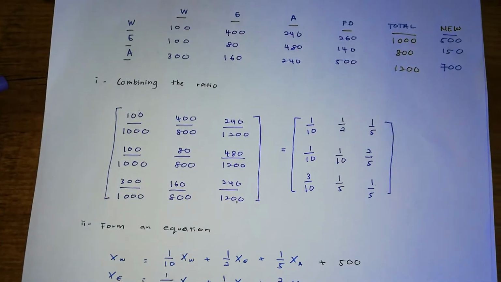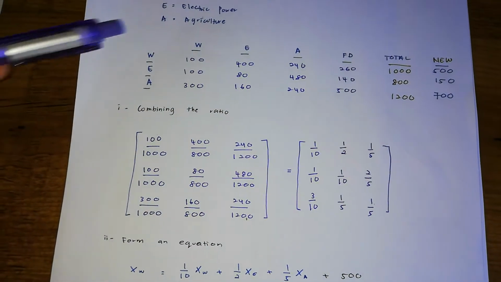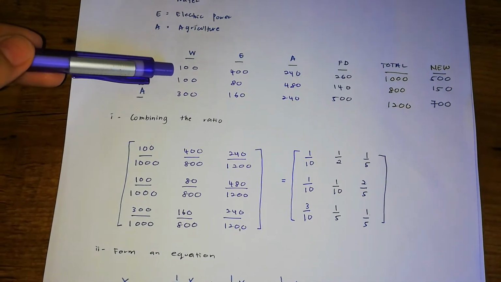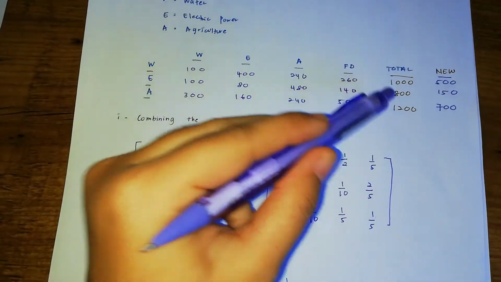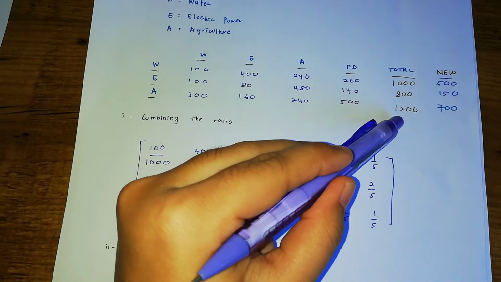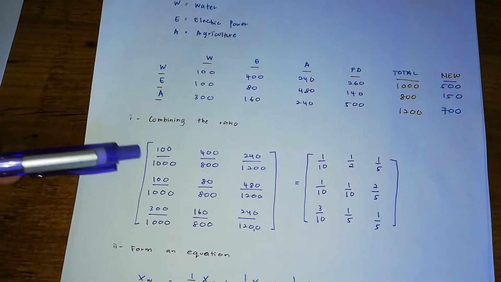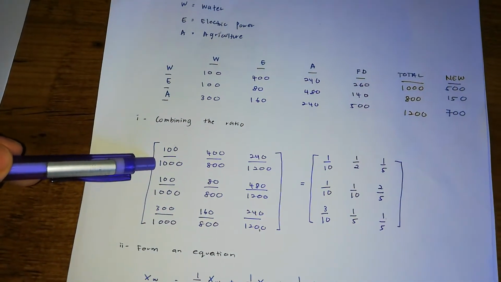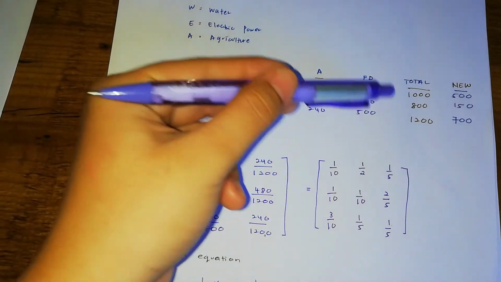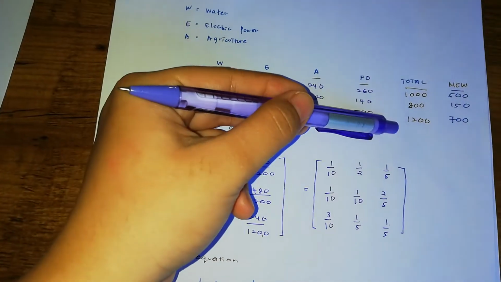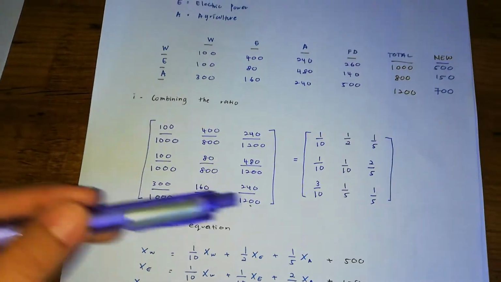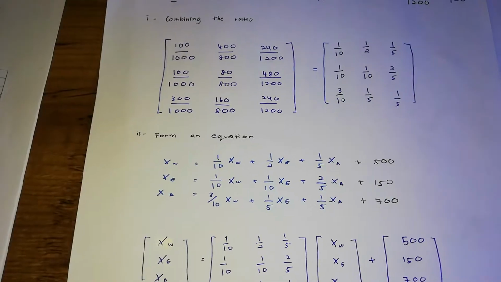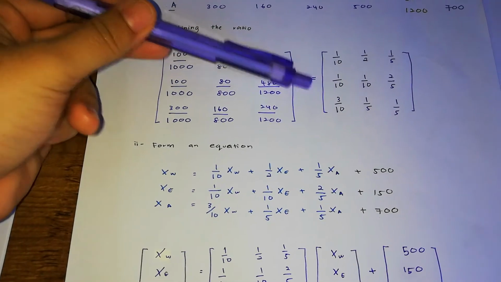So first of all, we need to combine the ratio. We take this column over 1000, this column over 800, and this column over 1200. For example, 100 over 1000, 400 over 800, and 240 over 1200. And then we simplify this matrix until we get this one. Next, from this matrix, we need to form an equation.